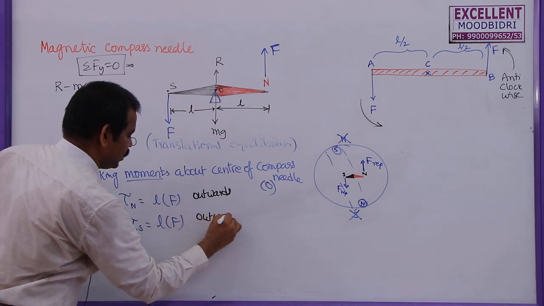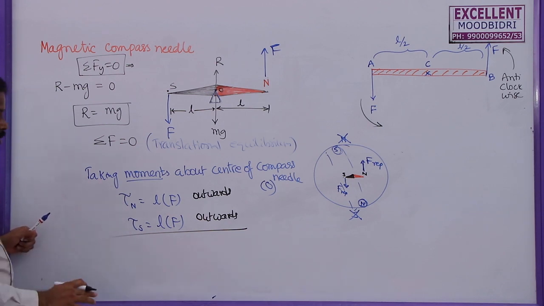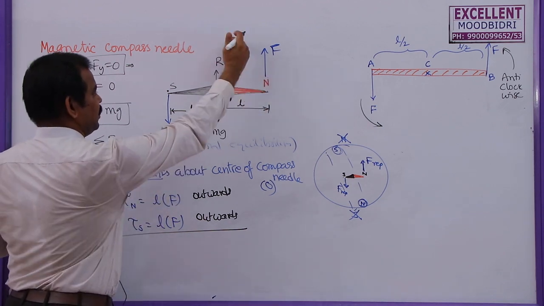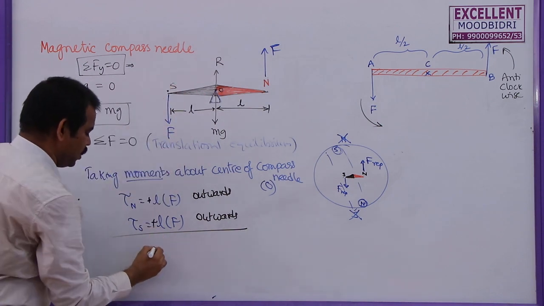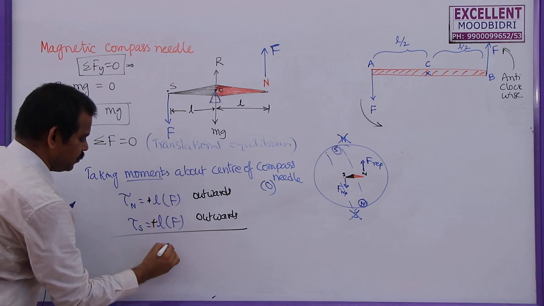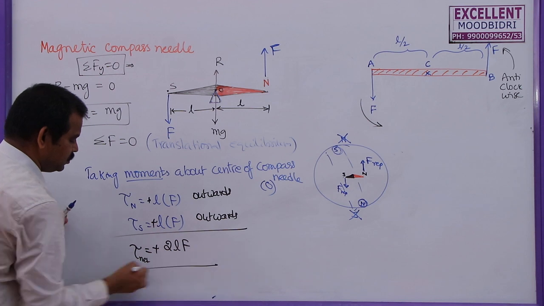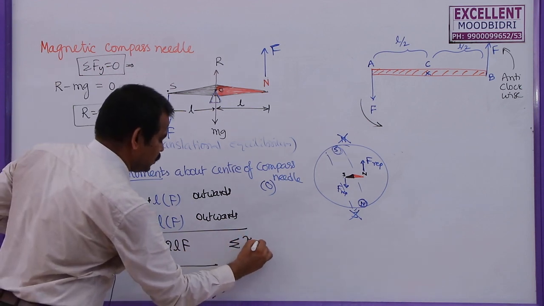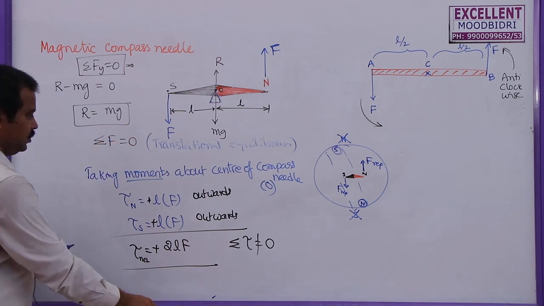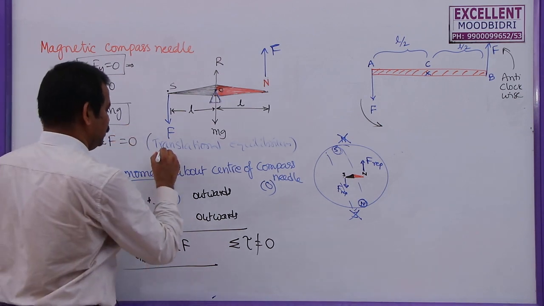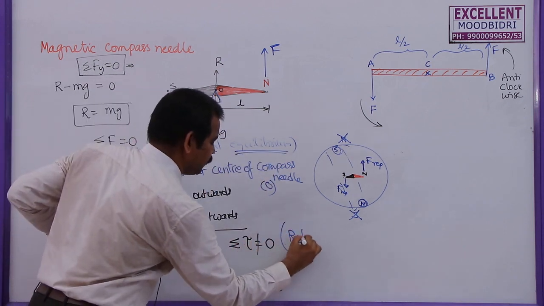As both torques are acting in the same direction, the sum of these two torques will not become 0. Why? Because this is an anti-clockwise torque, and this is also an anti-clockwise torque. So both torques are positive. So this will be LF plus LF, 2LF. This is the net torque. See students, this sigma tau is not equal to 0. That means this compass needle was in translatory equilibrium, but not in rotational equilibrium.